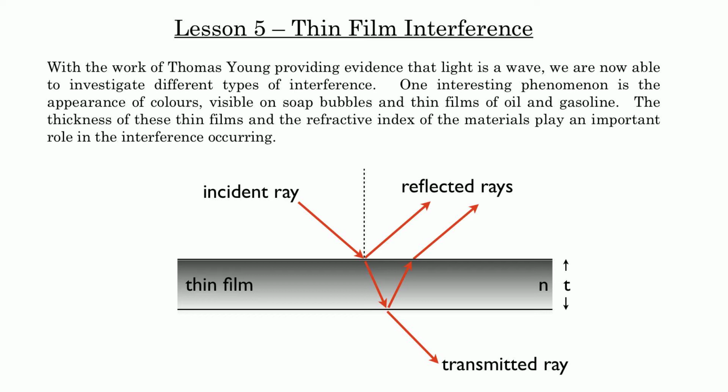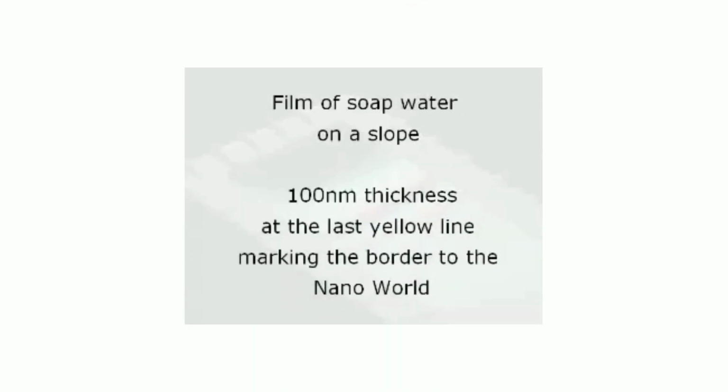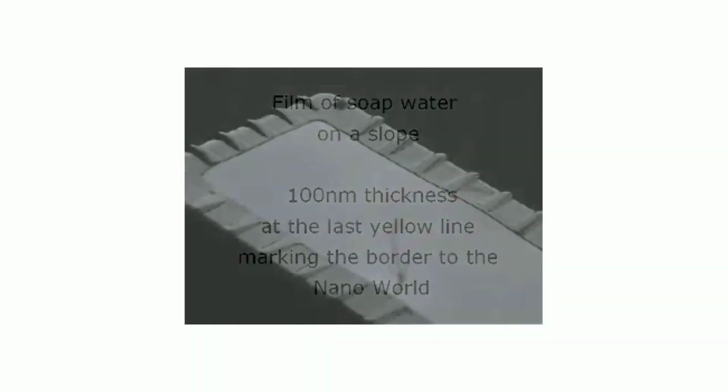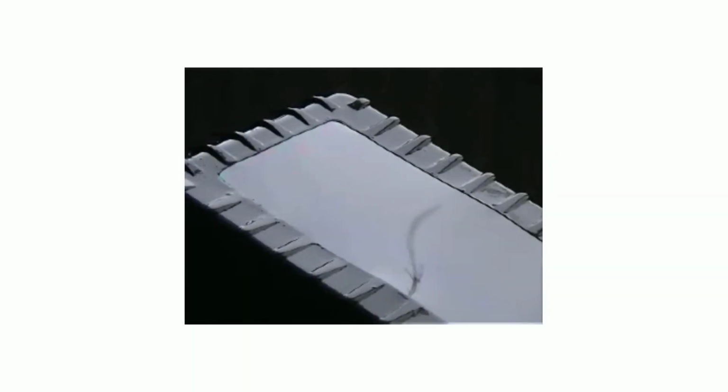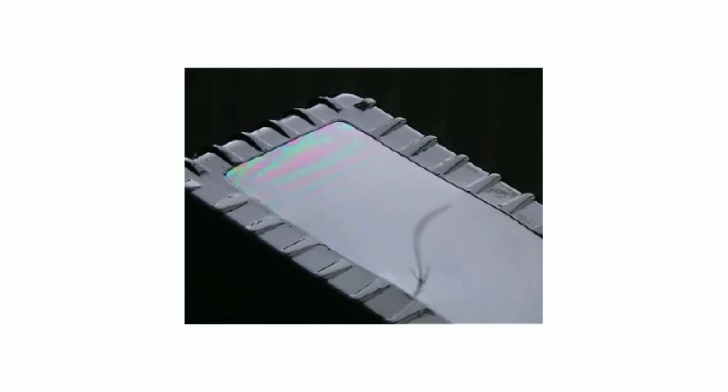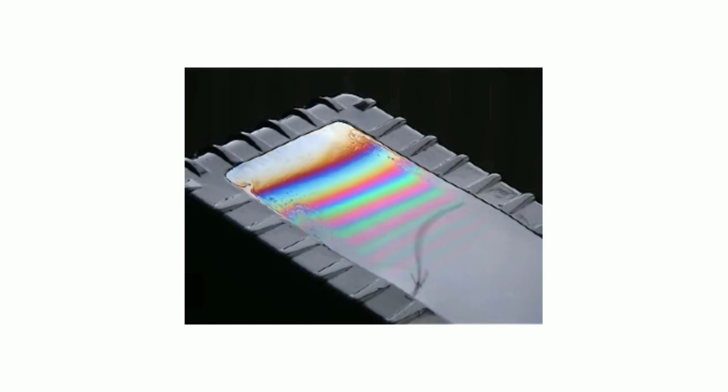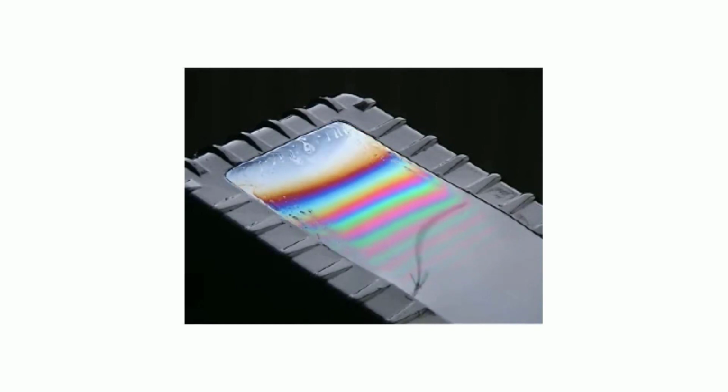Now, this is a video that I just downloaded from YouTube. You can take a look at it, but here it is. It's basically a film of soap water that's on a slope. What you'll see is a very thin film, and of course this is the effect that we're talking about. The film is running down the surface, and so you can see this interference pattern. This is an absolutely beautiful YouTube video because it really speaks to exactly what we're talking about.